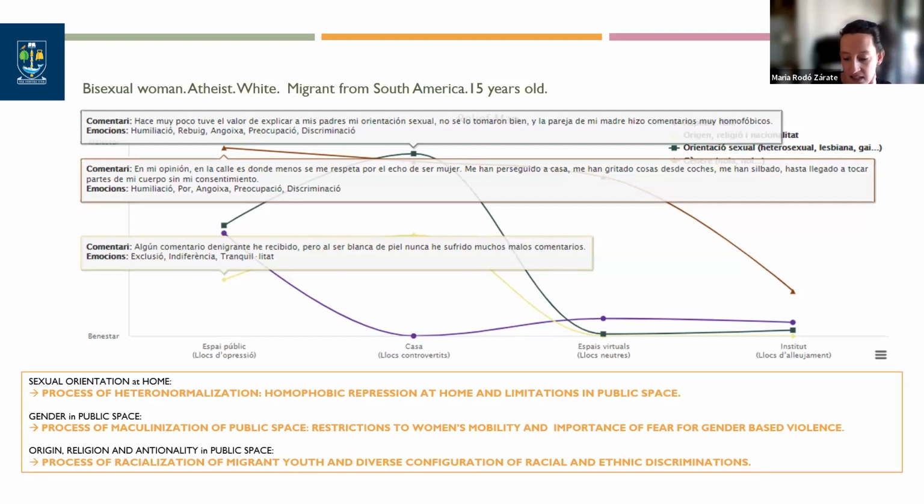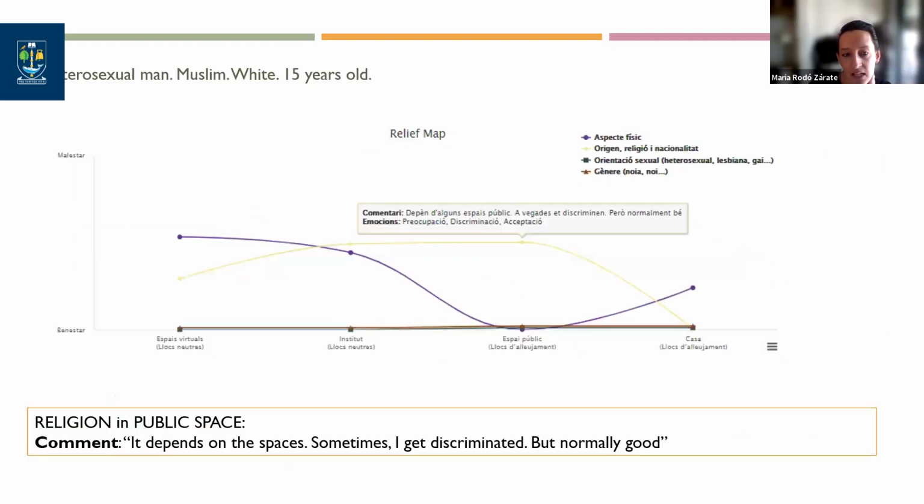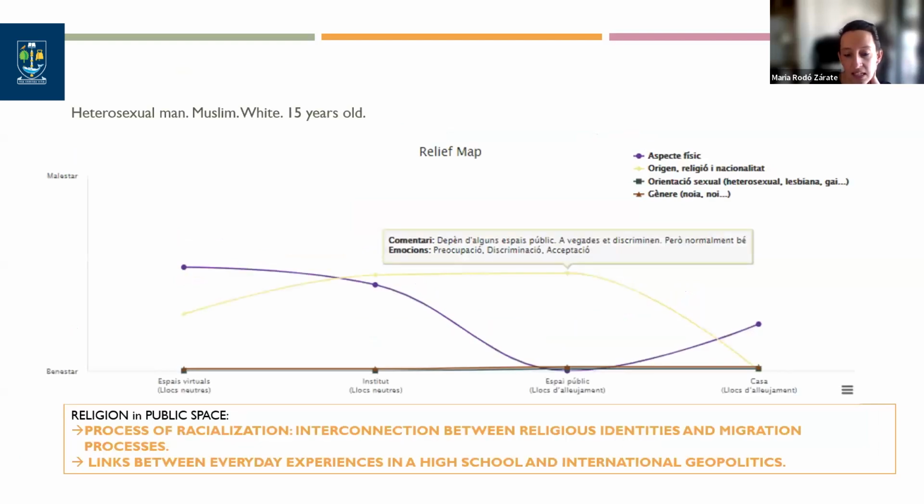In this line, there's another example. Here you can see how this young Muslim man feels discriminated because of his religious identity in public space. He says, it depends on the spaces. Sometimes I get discriminated, but normally good. And you can see how the yellow line is now quite accentuated in public space, but also in high school and in social networks.